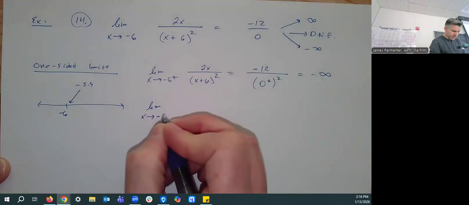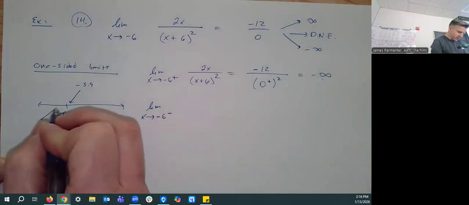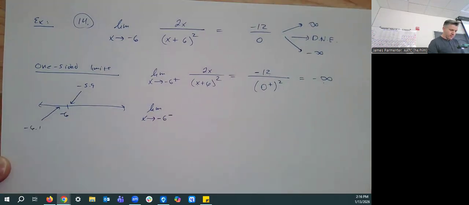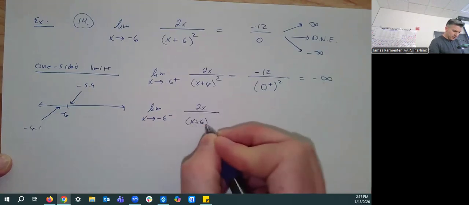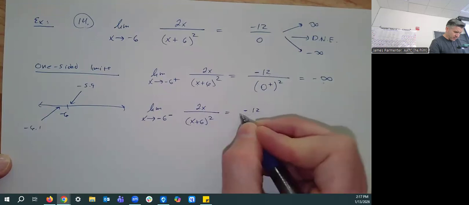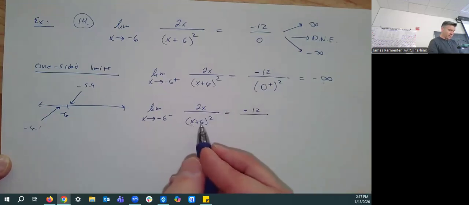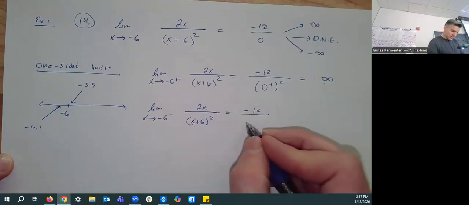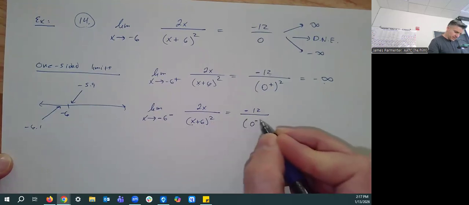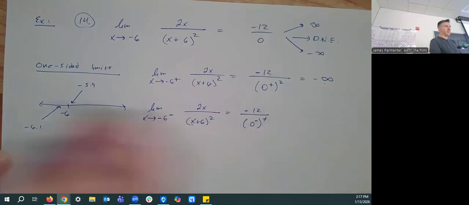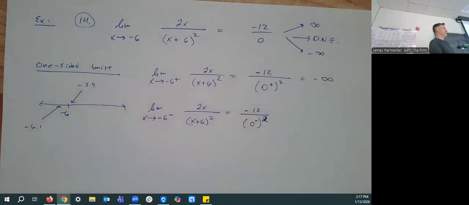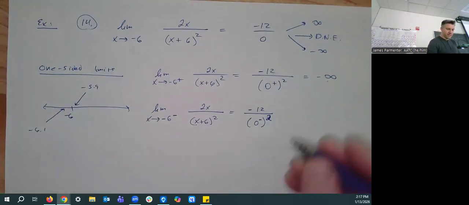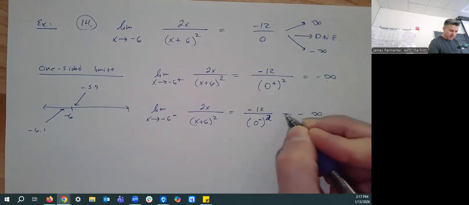As x approaches negative 6 from the left-hand side. So now we're thinking like negative 6.1. We have 2x divided by (x plus 6) squared. We still get negative 12 on top. Now negative 6.1 plus 6 is a slightly negative number, so I'm going to write 0 with a superscript minus. But then we're still squaring it. That's not a square, that's a plus. We're still squaring it, so we're getting a negative number divided by a positive number, which overall is negative. So it's still negative infinity.